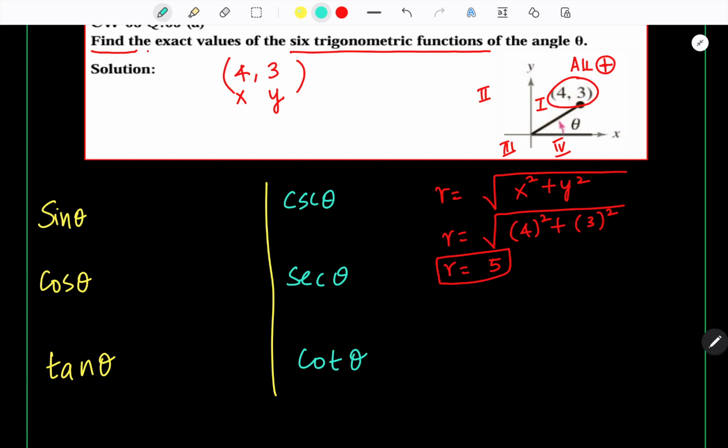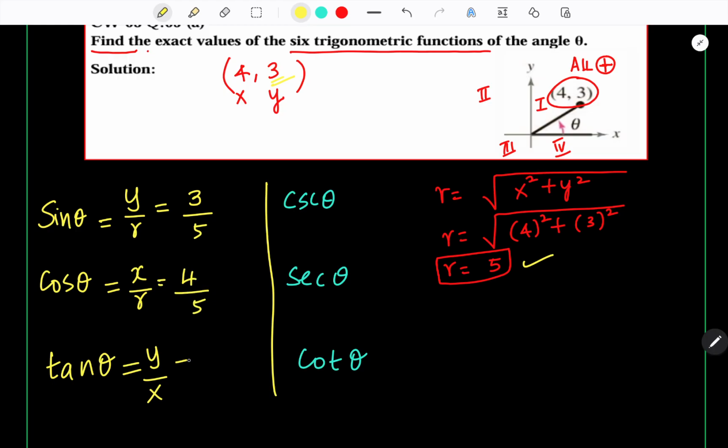So let us first find sine theta, cosine theta, tan theta. What is the formula? Y divided by r, x divided by r, and y divided by x. Y by r, how much? Which is 3 divided by, what is your r? 5. And cos theta is 4 divided by 5. Tan theta, 3 divided by 4. And just flip this one, flip this one, flip this one. So it's 5 divided by 3, 5 divided by 4, and 4 divided by 3.